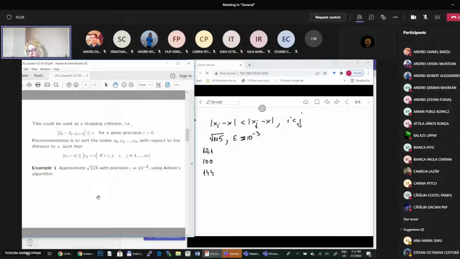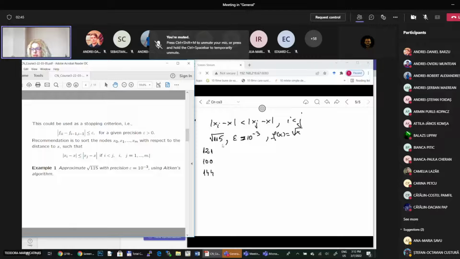The function, of course, is square root. So we look for perfect squares around 115. We already know that it is recommended to take the points as close as possible to the point where we want to approximate, as the error depends on these distances. So these are the nodes.